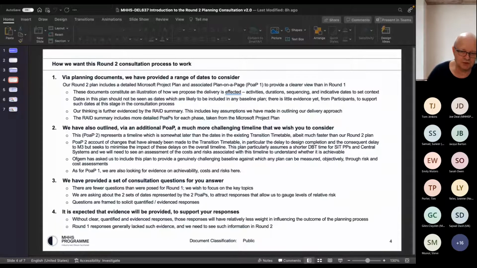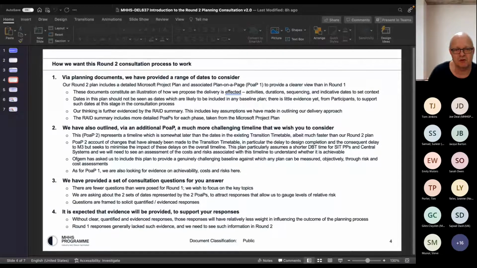You may think it's difficult to achieve. We may think it's difficult to achieve, but it's important to have some data points to articulate the responses to the consultation process, and to start to articulate the thinking around ranges of dates. So if we have PoaP 1 and we have PoaP 2, which is more challenging, it starts to bring in the concept that there's a spectrum of possible dates in a plan, a spectrum of timelines.